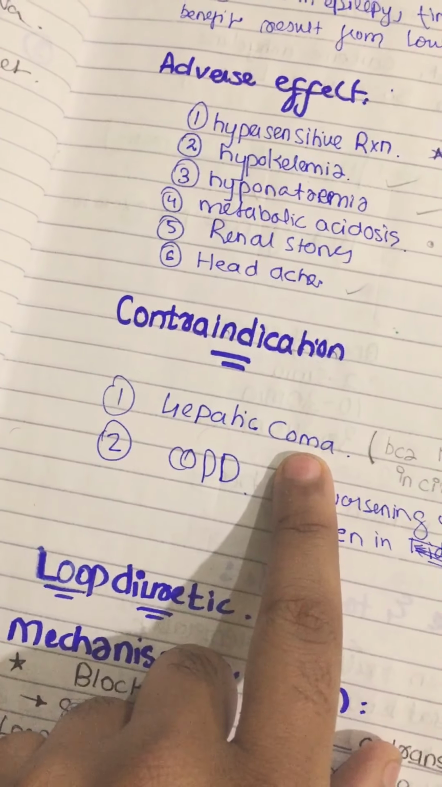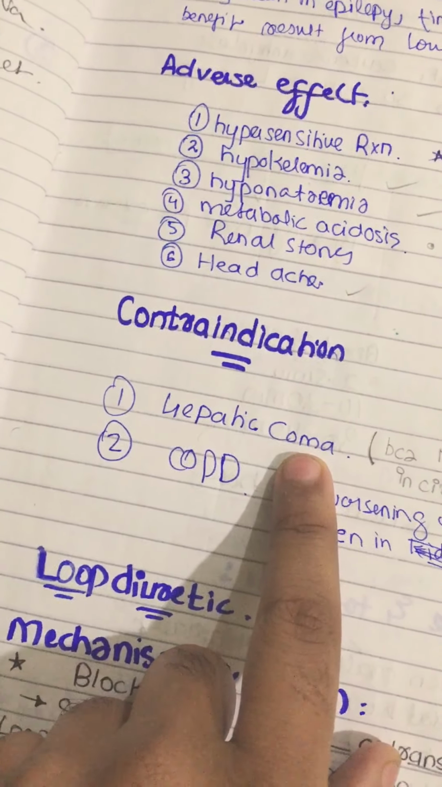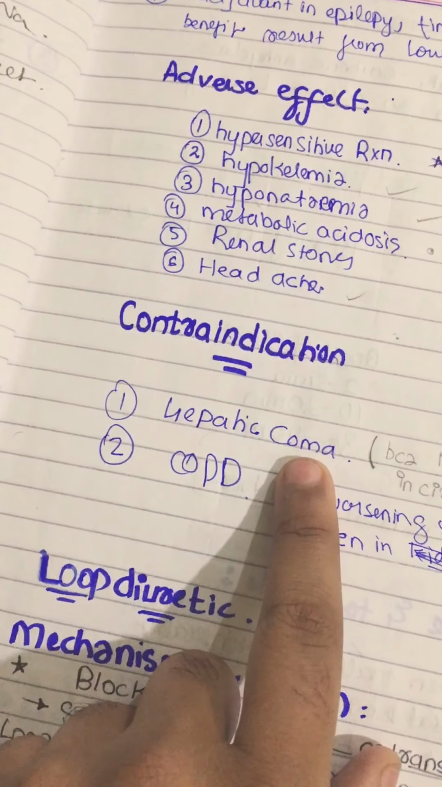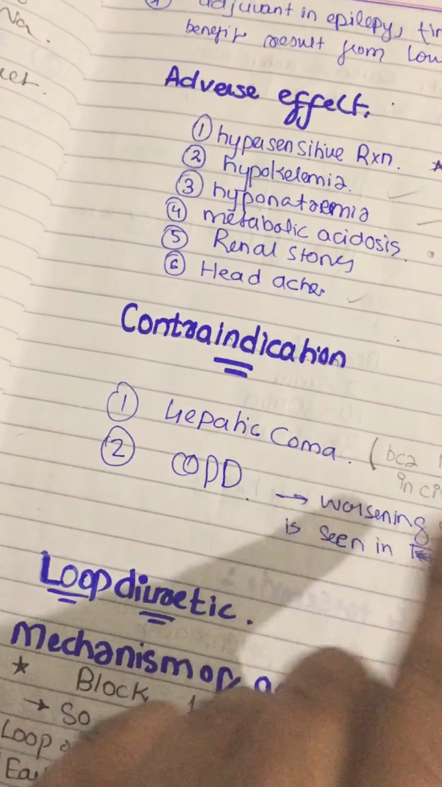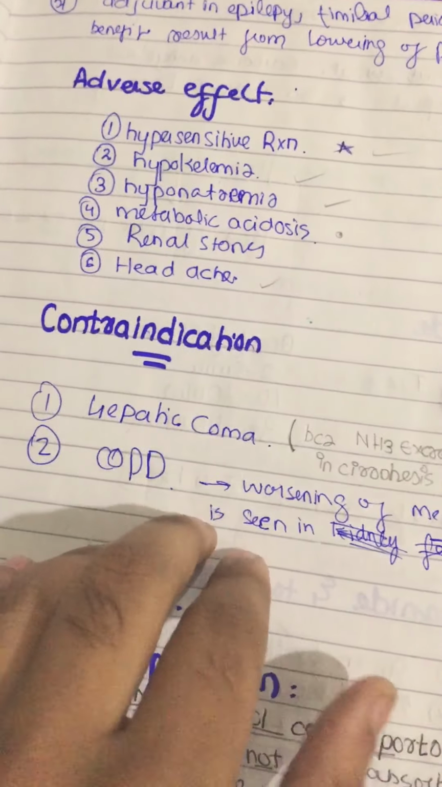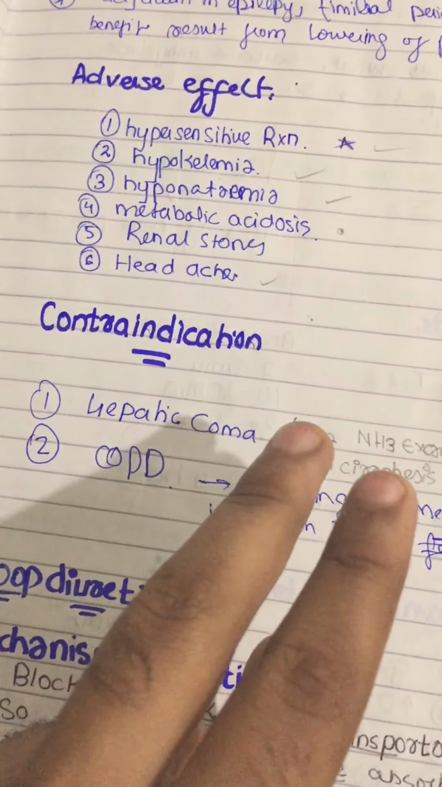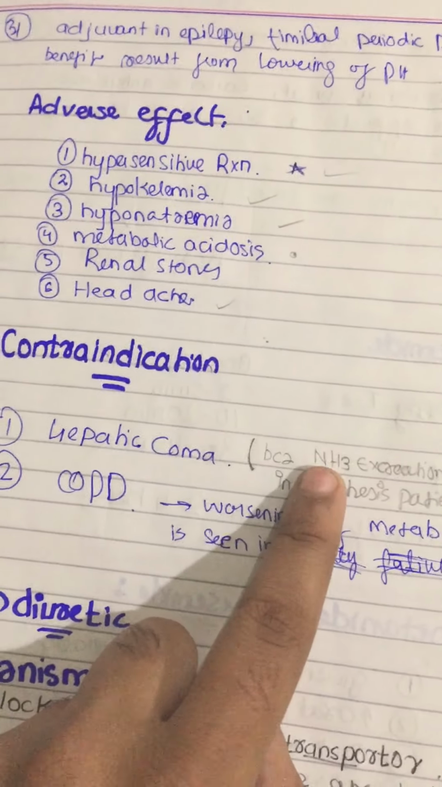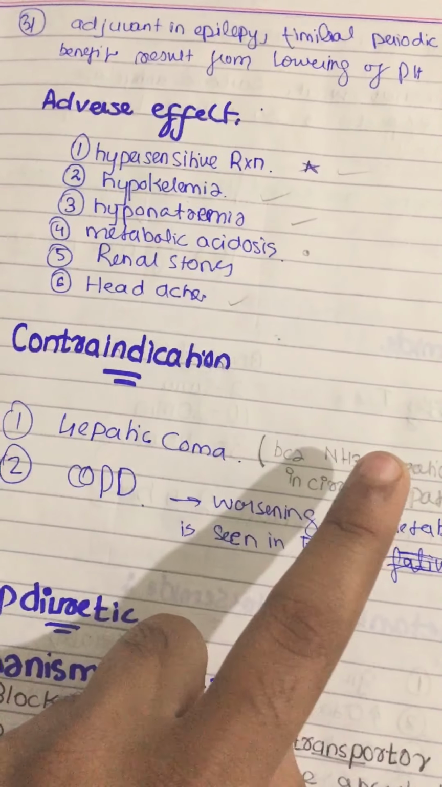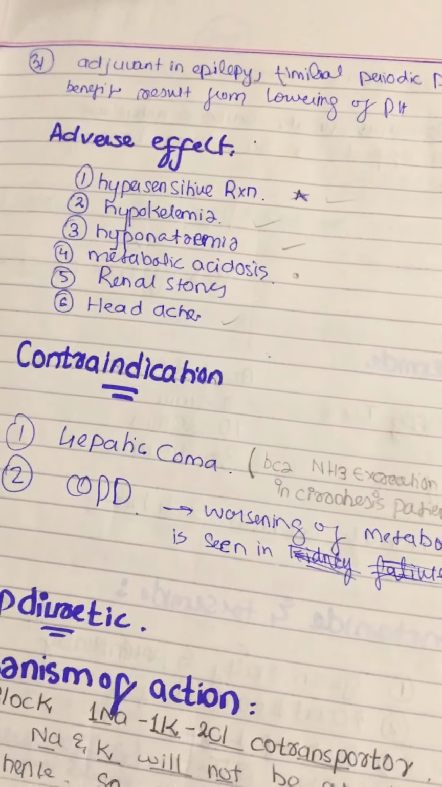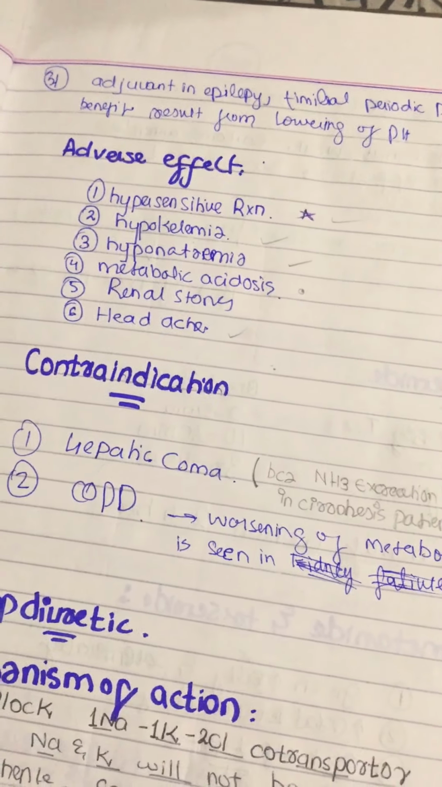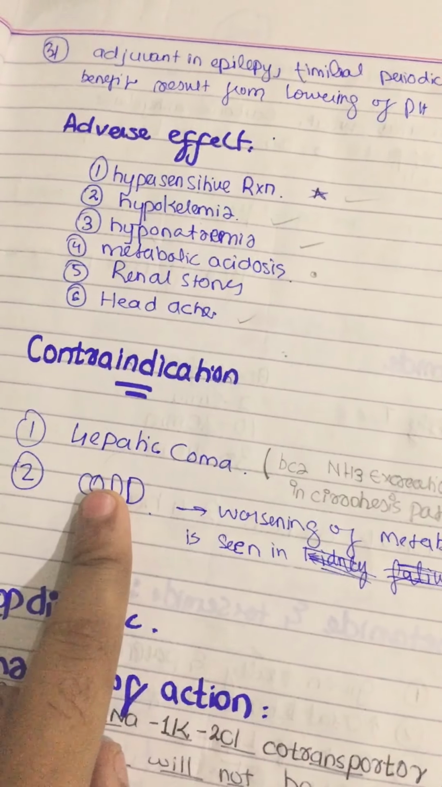What happens in hepatic coma? The NH3 level is really high, so if we give a carbonic anhydrase inhibitor, it makes the NH3 level in the body higher, because the excretion of NH3 is going to be reduced. When there is no carbonic anhydrase inhibitor, NH3 combines with the hydrogen and forms NH4, which is excreted from the body. So we should not give carbonic anhydrase inhibitor in hepatic coma as well as in COPD.